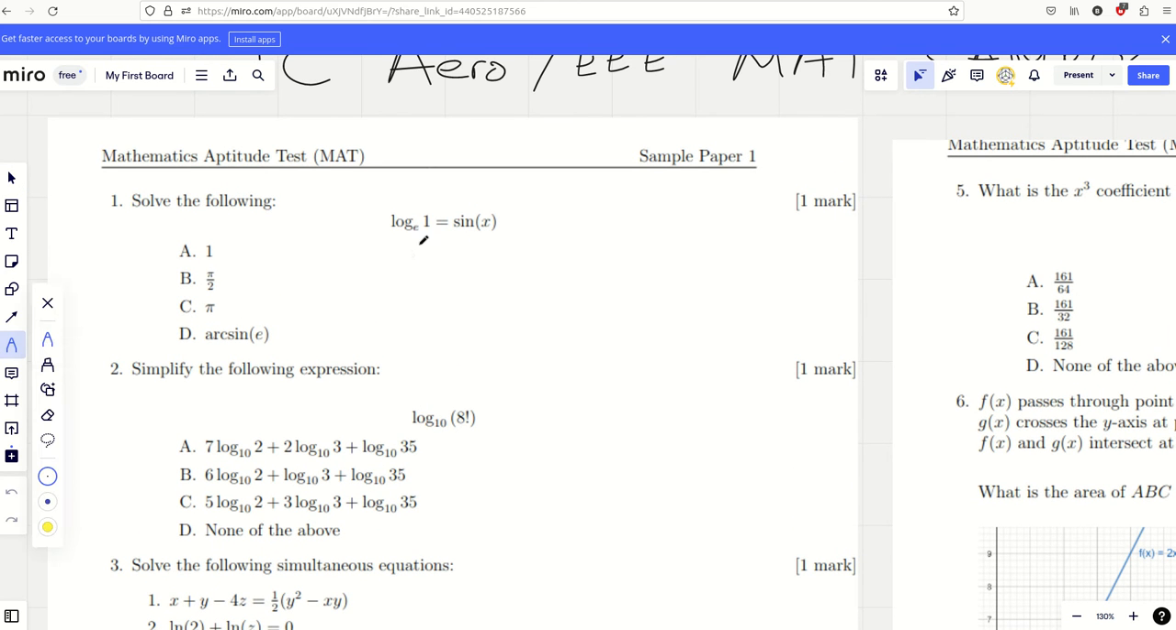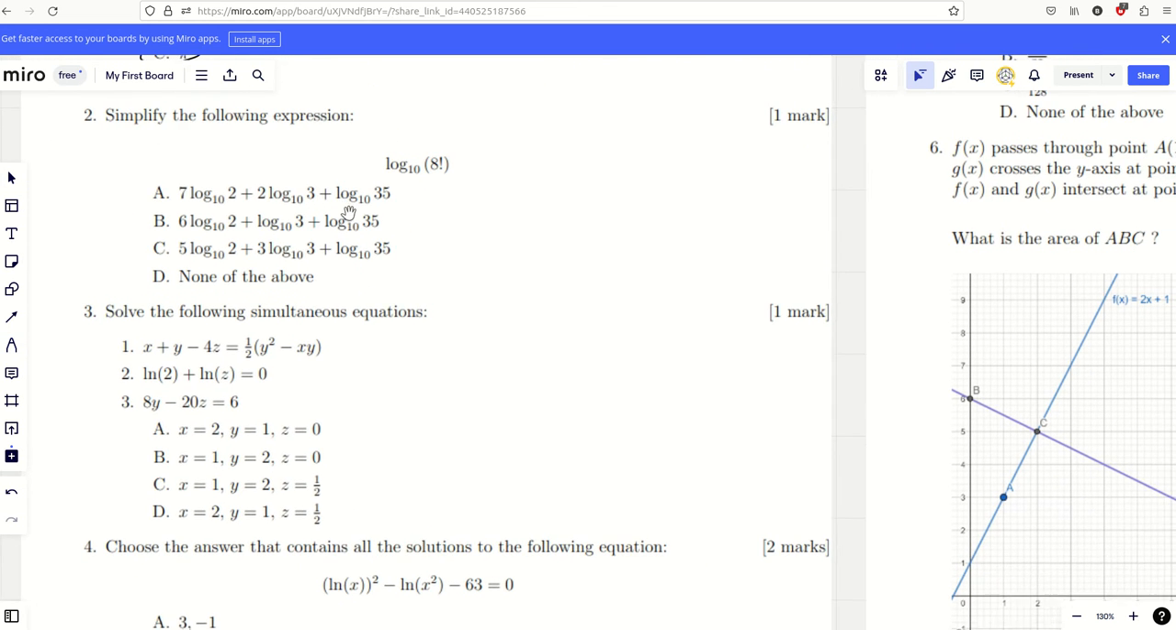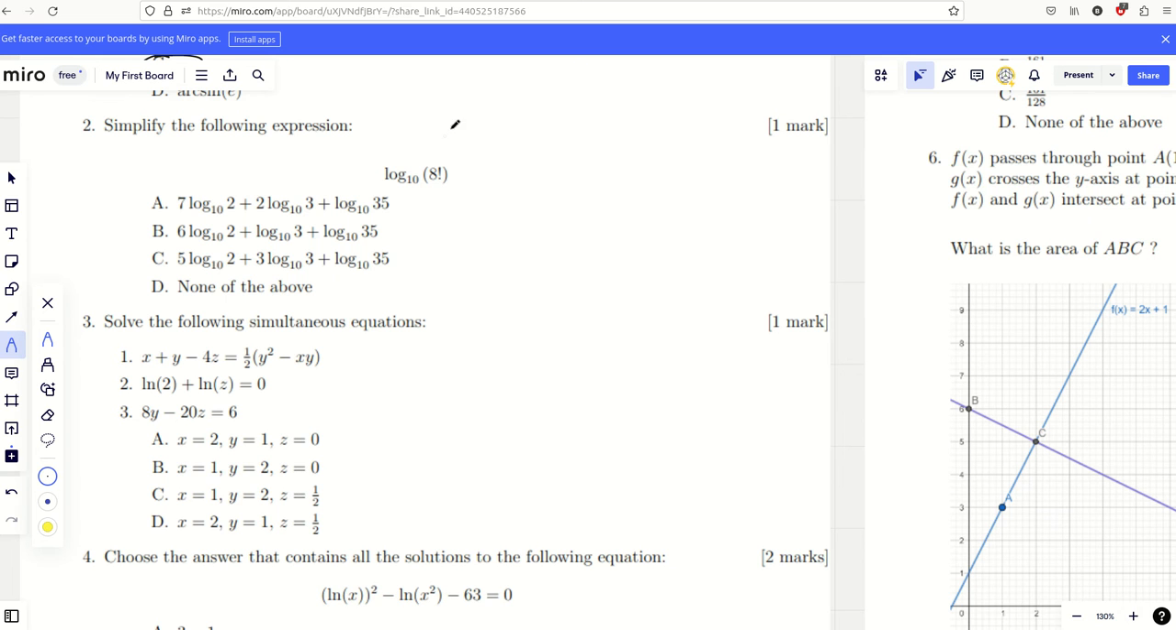Okay, so log base e of 1, well, that's 0, isn't it? Log base anything of 1 is 0 because e to the 0 equals 1. And so this is 0 equals sine x, whereas sine x is 0 at pi, yeah? So first question was a settler question, I would say.